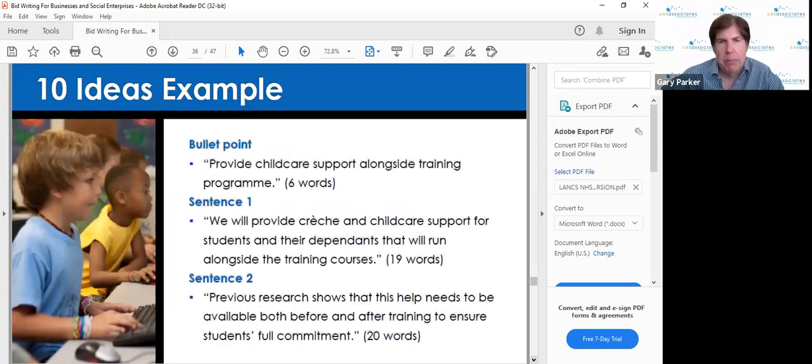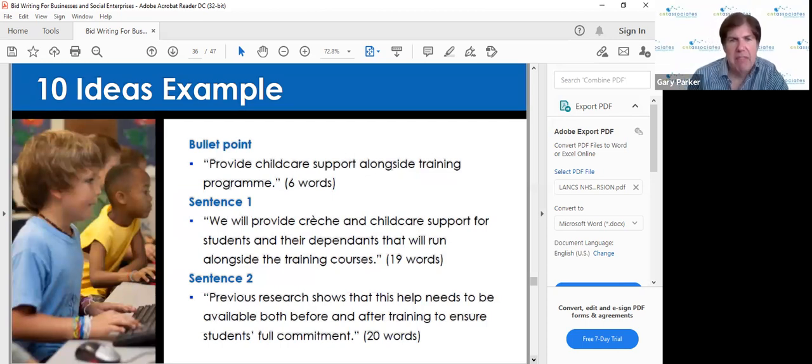And here's an example. We want to provide childcare support alongside the training program. So that is 6 words. Sentence 1 is: we will provide creche and childcare support for students and their dependents that will run alongside the training course. That's 19 words. And then: previous research shows that this helps to be available both before and after training to ensure full commitment. And you can put in some kind of linked reference to another document to keep it within the 20 words.